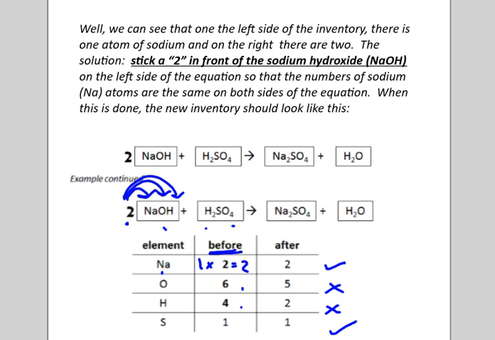Let's try fixing another case. The 6 to 5 on the oxygen isn't immediately apparent, but changing the hydrogens is. I can easily change a 2 into a 4 by multiplying by 2. So what I need to do is find hydrogens on the after side. Here they are, and multiply them by 2. I do this by putting a coefficient.